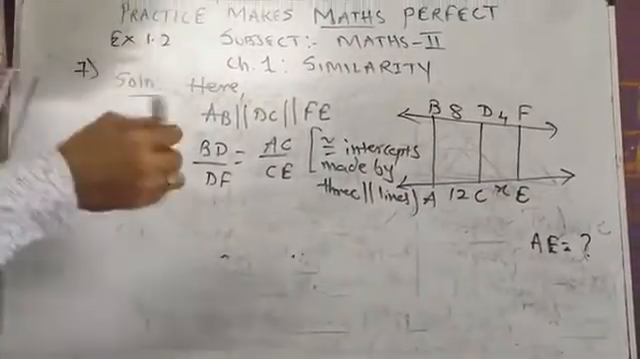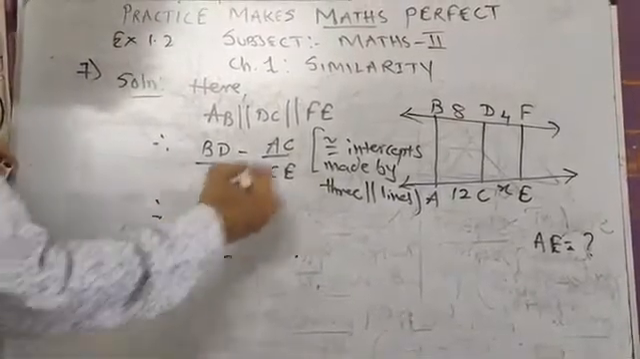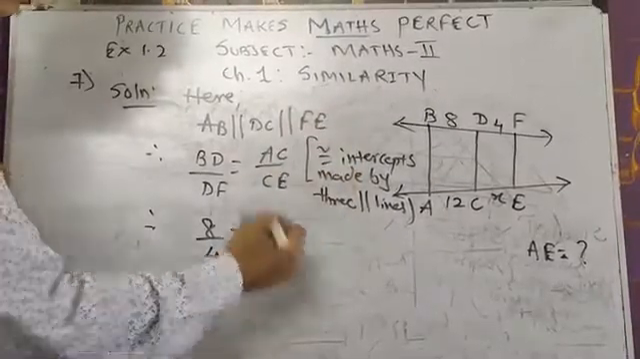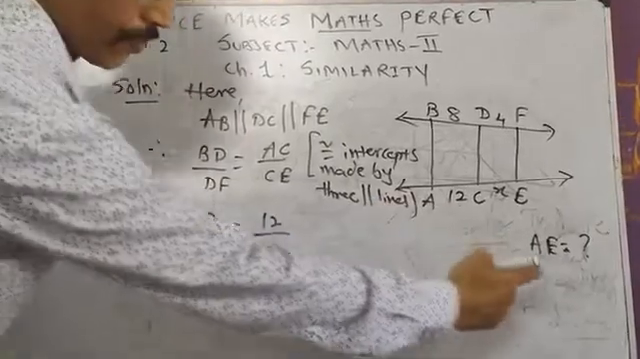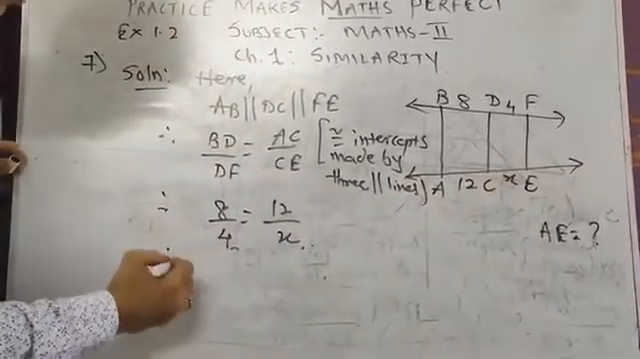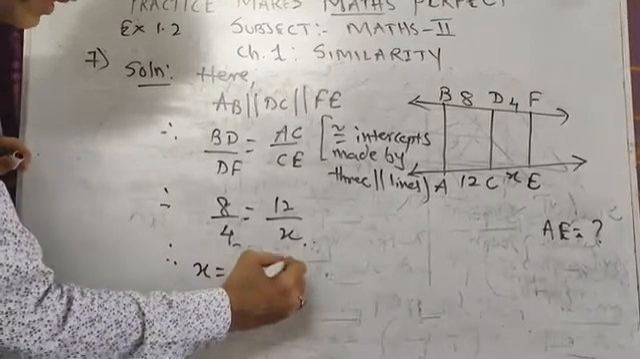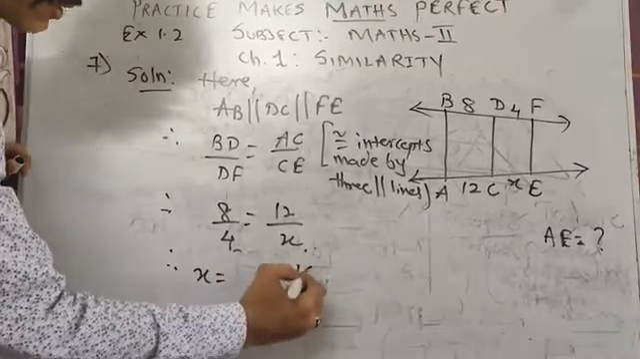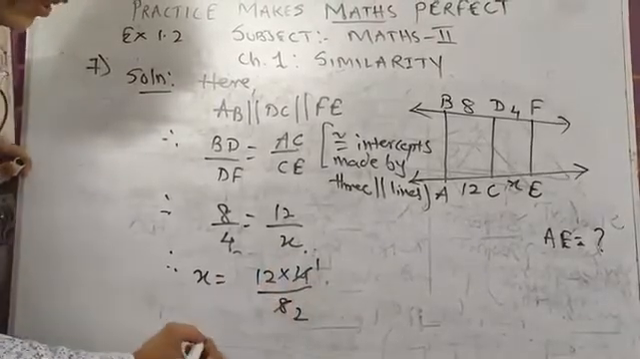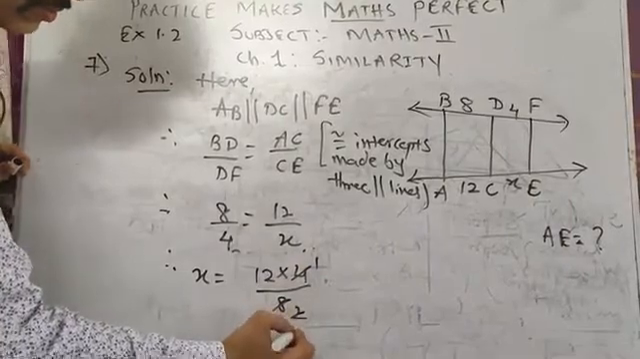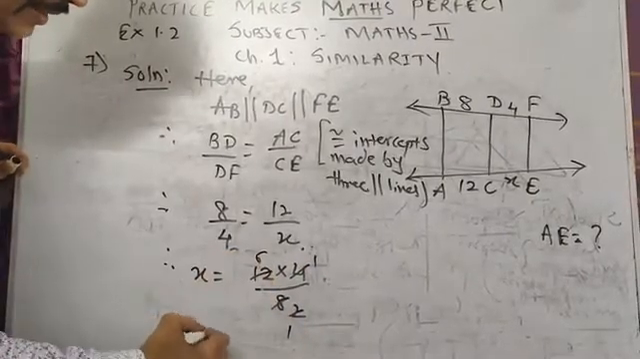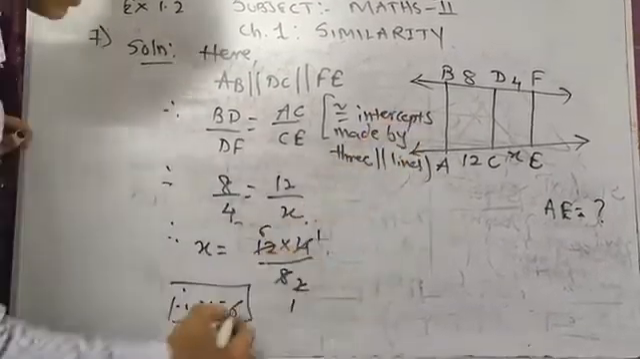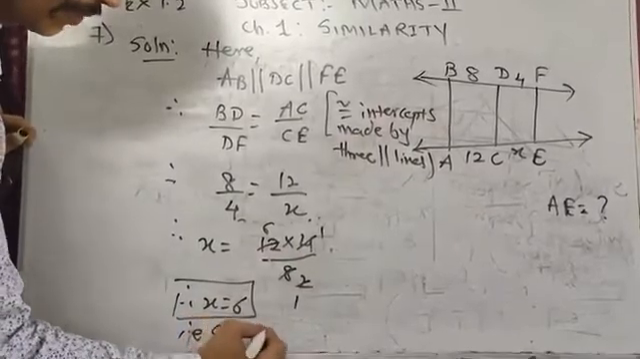Now we will put the values. Here BD value is 8, DF is 4, AC is 12 and CE is X. We have to find the value of X first and then we have to find the value of AE afterward. So X is equal to, very easy sum it is, 12 into 4 upon 8. 4 1s are 4, 4 2s are 8, reduce, 2 1s are 2, 2 6s are 12. X is equal to 6. Here we got the value of X, that is CE. CE is equal to 6.